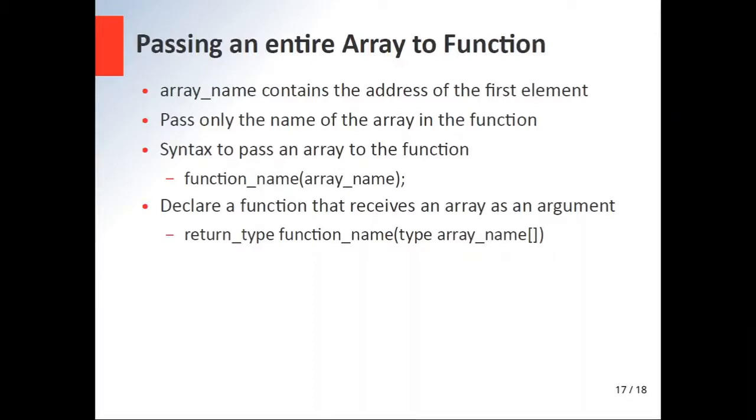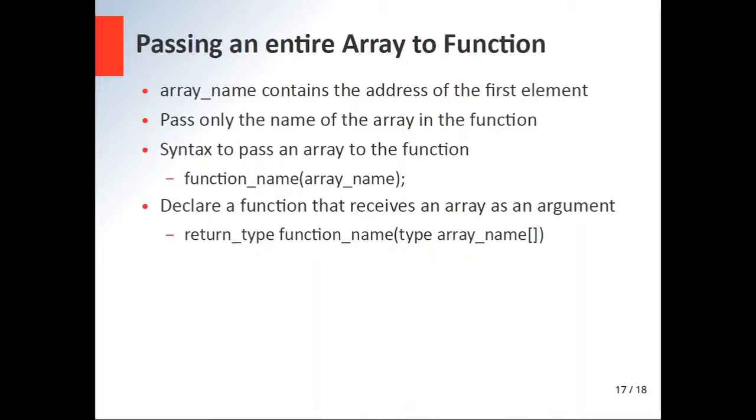So here we need to pass only the name of the array in the function which is intended to accept an array. The array defined as formal parameter will automatically refer to the array specified by the array name defined as actual parameter. So the syntax to pass an array to the function is function name and in bracket we give the array name. And if we have other arguments, we can also supply those arguments to the function.